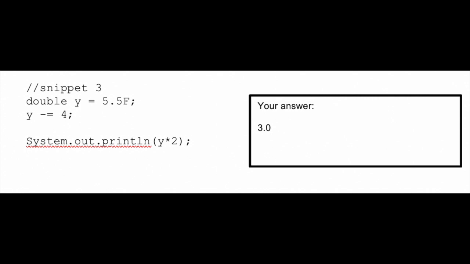Snippet number 3 is a different operator that we haven't seen yet in this question, and it uses a minus equal, which means that the value of y is set to y minus the value on the right. So it's going to be 5.5 minus 4, which would be equal to 1.5. And then you'd use that value of 1.5 in the next line, and 1.5 times 2 would be equal to 3.0. And since it's still a double, it will have that 0.0. That's very important because since it's a double, it has to have the 0.0.